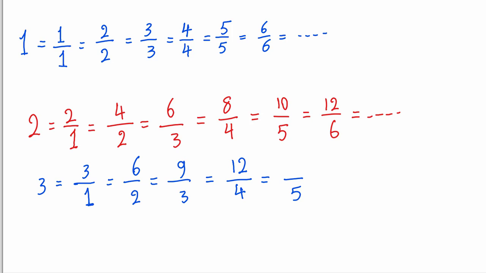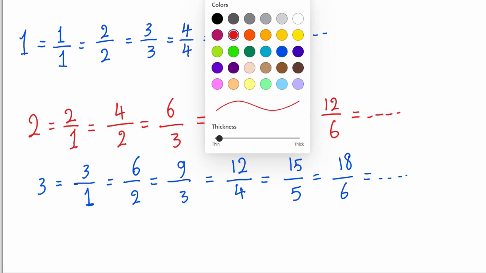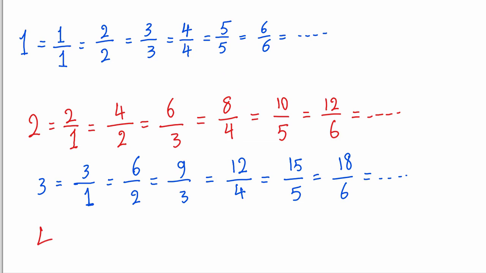3 multiplied by 5, 15. Okay, how many sixths? 3 multiplied by 6 equals 18. Great. Okay, thank you, my hero. And so on, we can write more, of course. And this one, I want you, my heroes, to try it by yourselves. Okay, you have 1 minute. Do it.